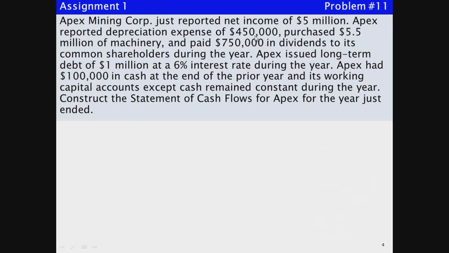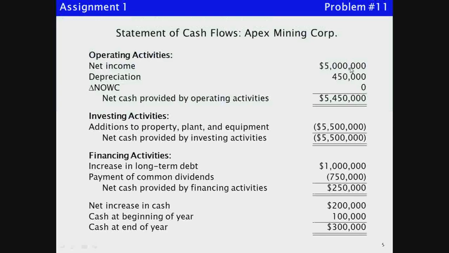Why do we add that back? Because depreciation is a non-cash expense. It was subtracted on the income statement. Net income has had a depreciation expense of $450,000 subtracted to get there, but that wasn't a cash expense. So let's add it back since we want to know what the cash flow is.